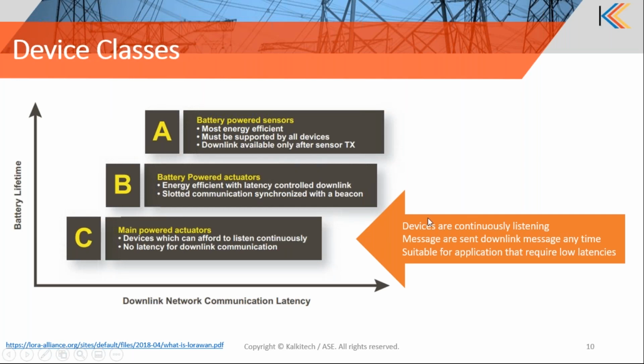So let's look at the details of device classes in LoRa. In LoRa, the devices are classified into three: Class A, Class B, and Class C. Class A is energy efficient devices, for example, battery powered sensors. Class B would be energy efficient with a latency controlled downlink. The best example would be battery powered actuators, where some control commands need to be issued to the devices, but it's mainly battery powered. And there could be mains powered actuators, which are devices that should be continuously listening and have no latency for the downlink communication. So for the distribution LV side and LV monitoring, the devices have to be configured as Class C devices.